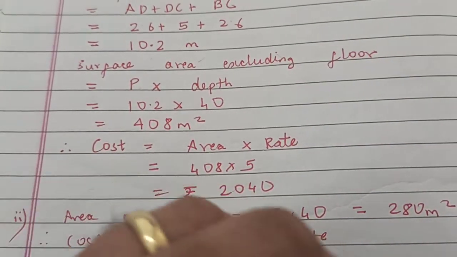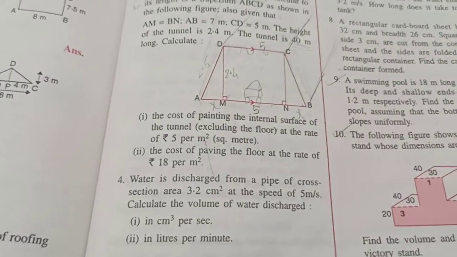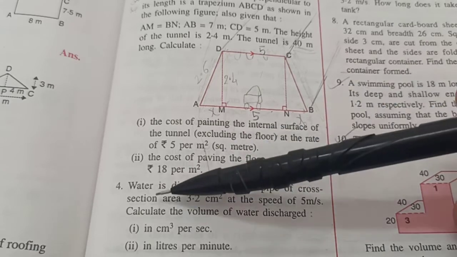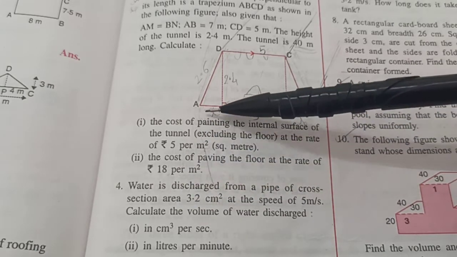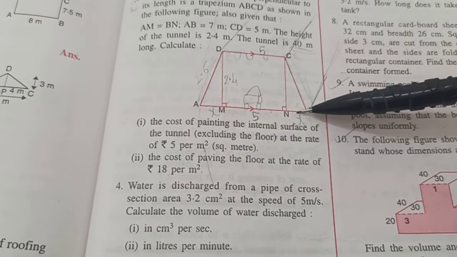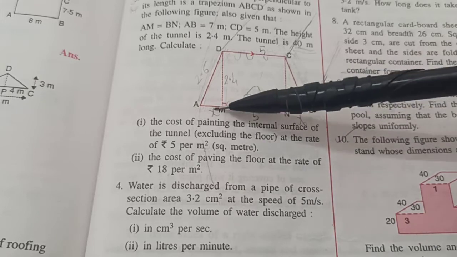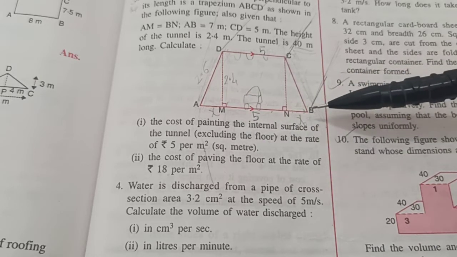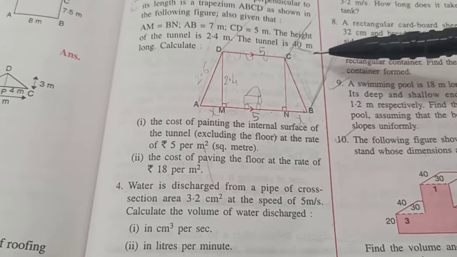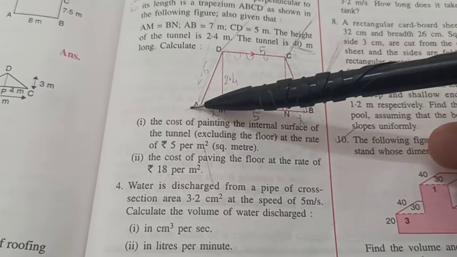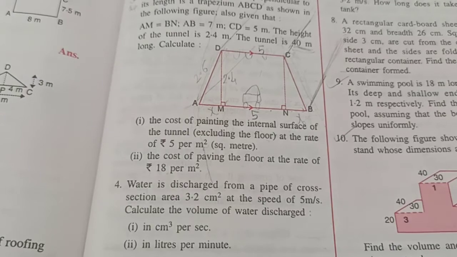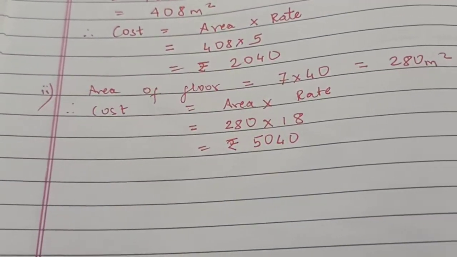Now let's talk about Roman number 2. What is the cost of paving the floor, entire floor, at this rate? So cost will be equal to area of the floor into the rate, and the floor is again a rectangle. If you imagine this in 3 dimensions, AB is the length and the breadth is how much? 40 meters. It's a 3-dimensional rectangle. So length into breadth gives you area, and area into rate gives you the cost.